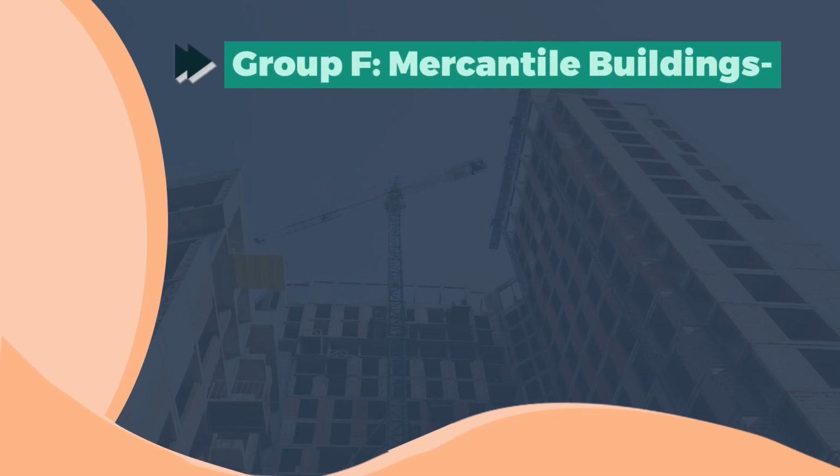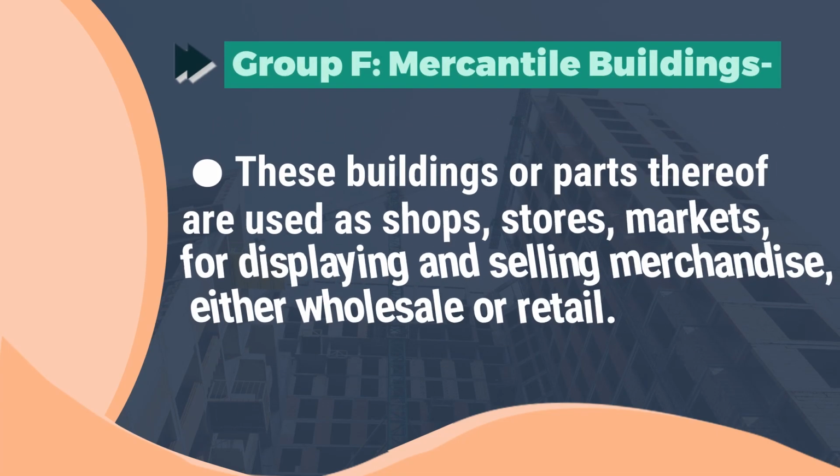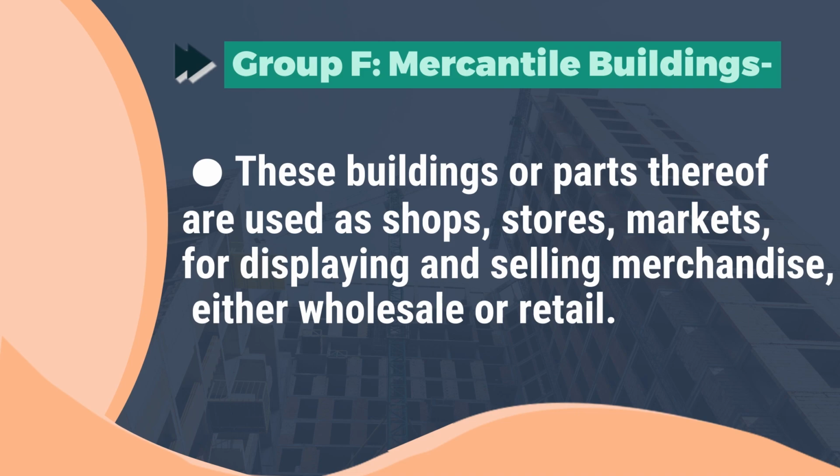Then the group F, which is mercantile buildings. These buildings or parts thereof are used as shops, stores, markets for displaying and selling merchandise, either wholesale or retail. Office, storage and service facilities incidental to the sale of merchandise and located in the same building are included in this group. Minor operations in a building primarily meant for other uses should be covered by the group under which the predominant occupancy is classified.